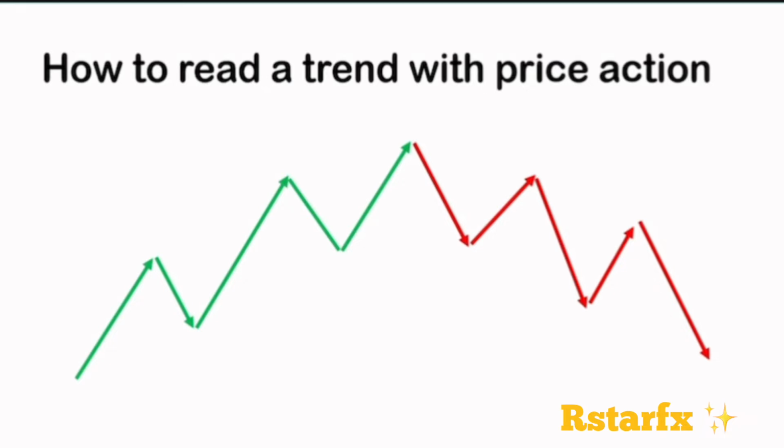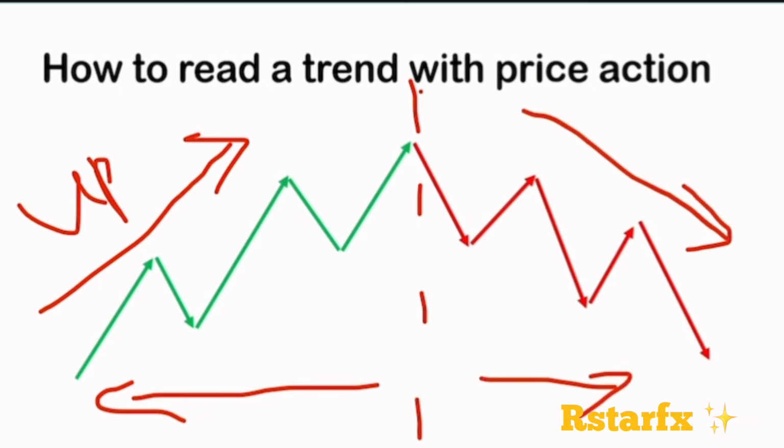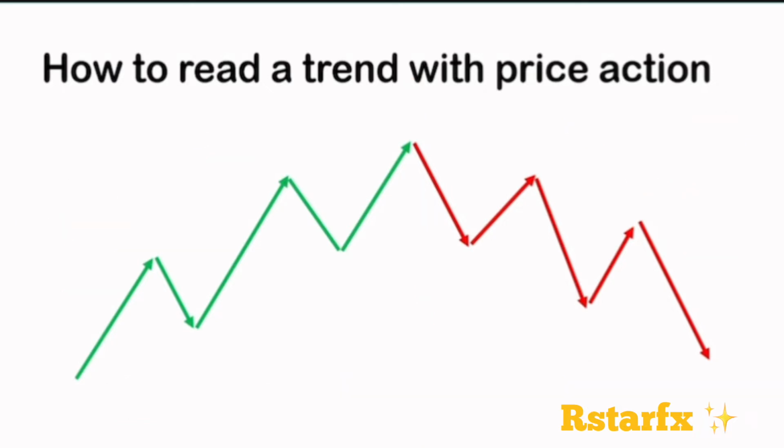Now, what we are dealing with today is how to read a trend with price action. First, let's get this from here first before going to the main chart. Now, at the green part here, we have the uptrend. Then we have the downtrend at the red part here. So now let's take this uptrend for example.